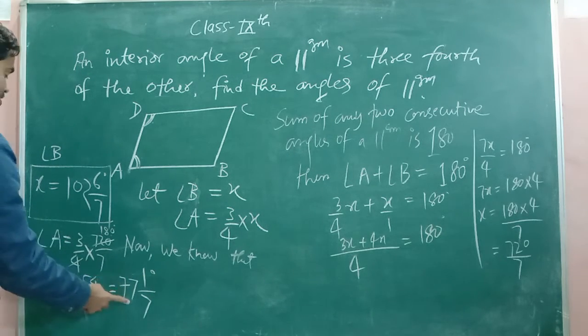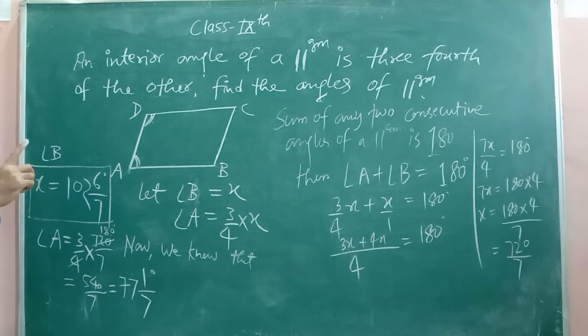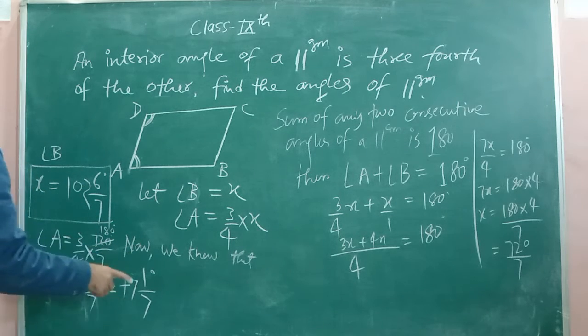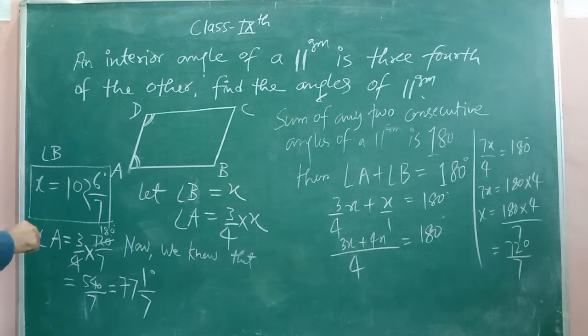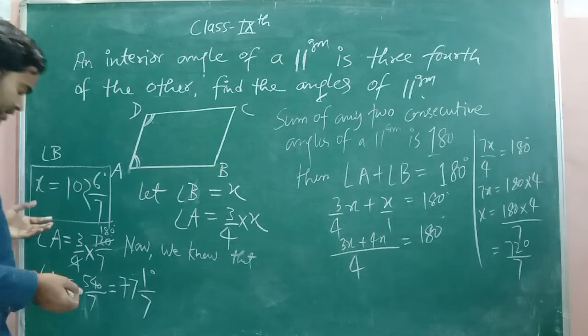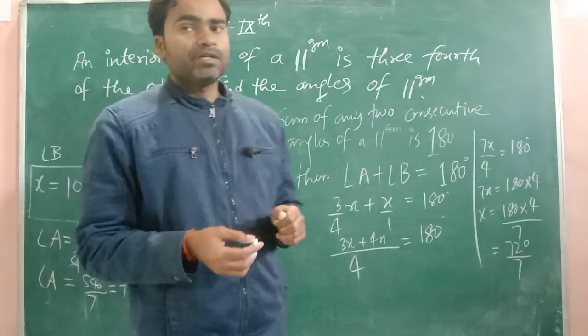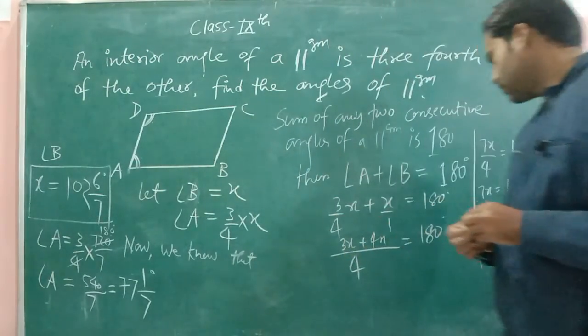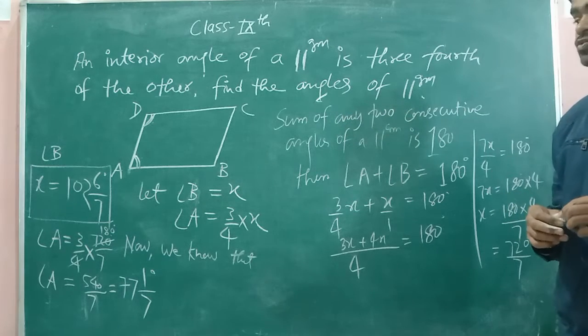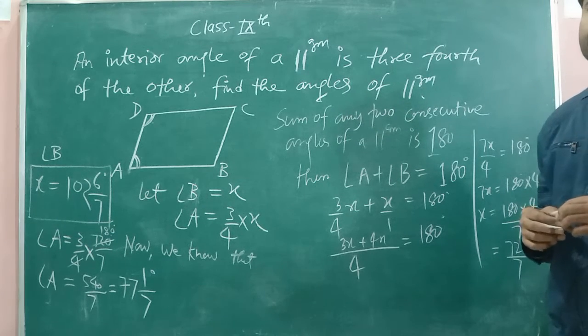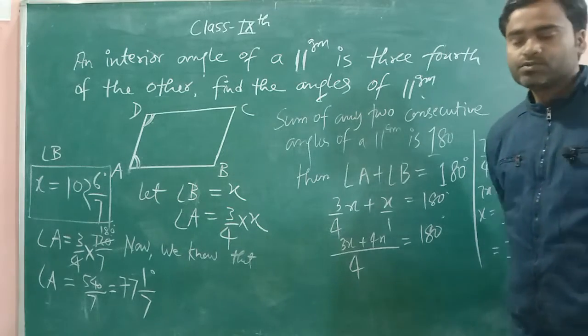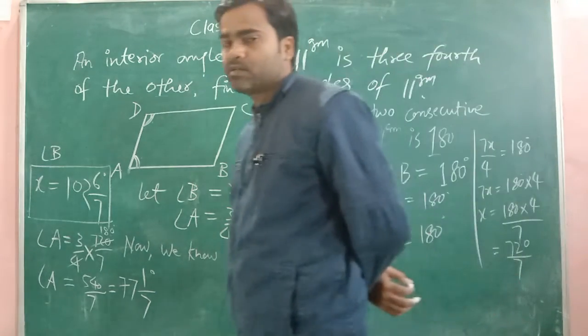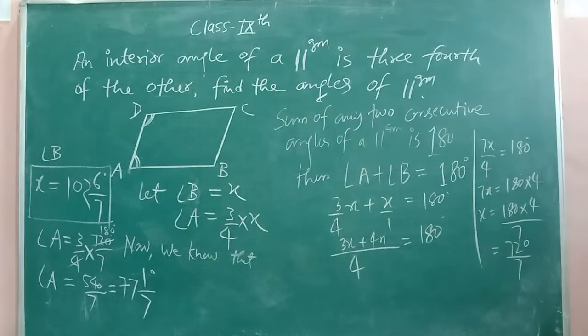102 and 77 will be 179, and 6 upon 7 plus 1 upon 7 will make 1. 179 plus 1 is 180 degrees. So angle A will be 77 complete 1 upon 7 degrees, and angle B, that is equal to x, is 102 complete 6 upon 7 degrees. So the values may be fractional, but you have to solve them.